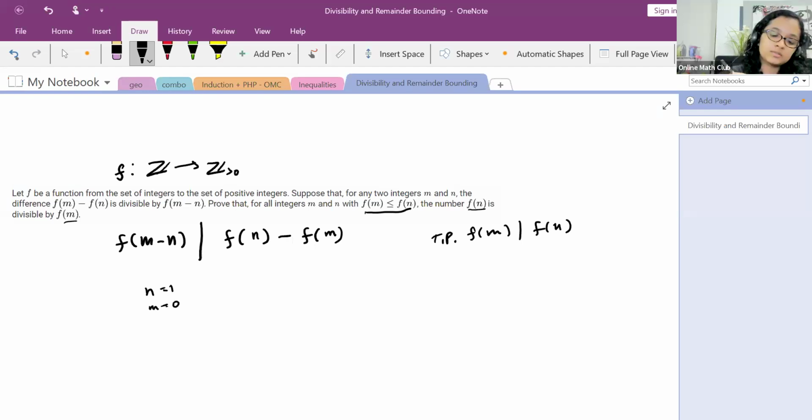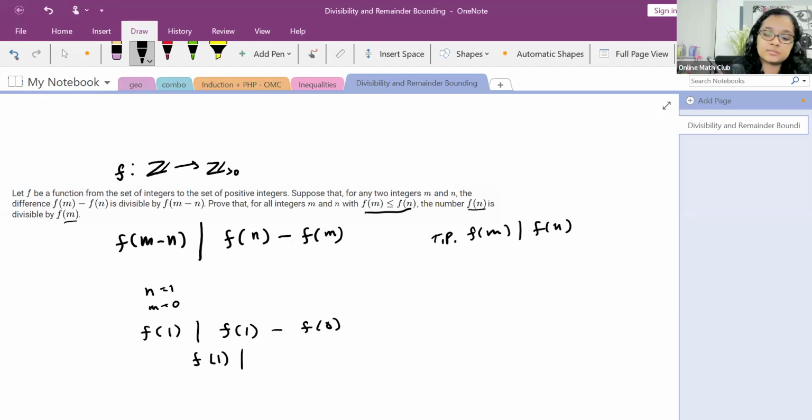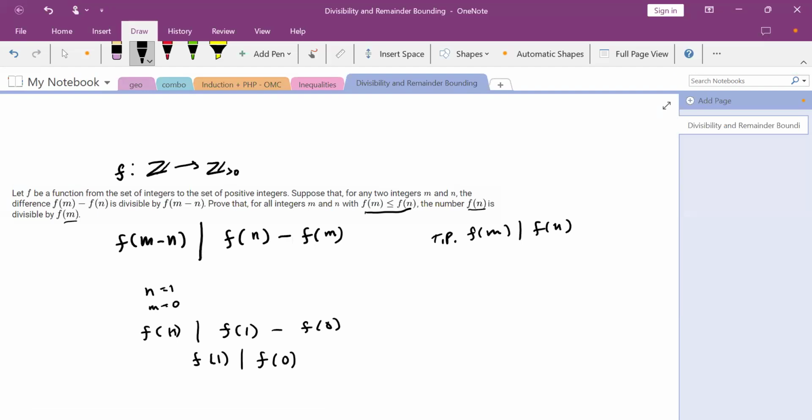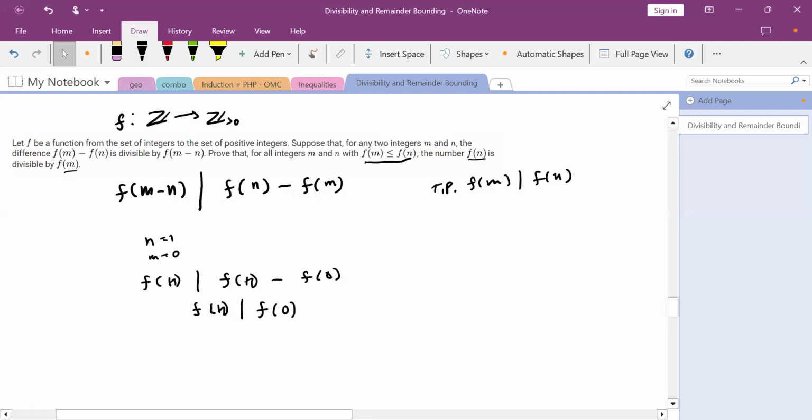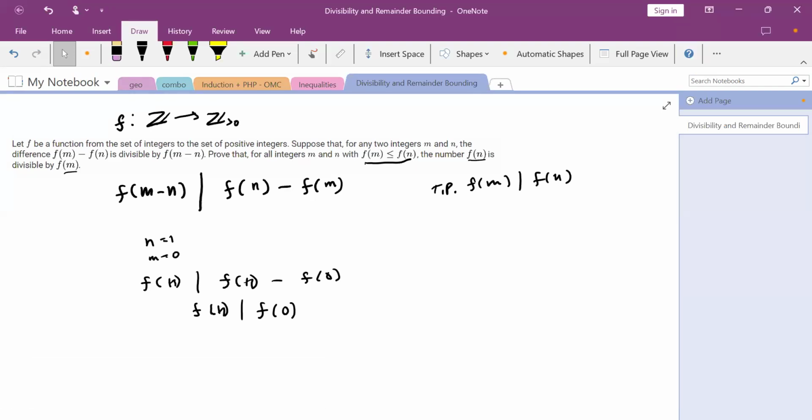Okay. f of 1 divides f of 1 minus f of 0, so f of 1 divides f of 0. Actually, you can do this for any number: f of anything divides f of 0. So can you say that f of 0 is divisible by f of n where n is any integer? Yeah, that's exactly what we just did. Okay, try more things like this.